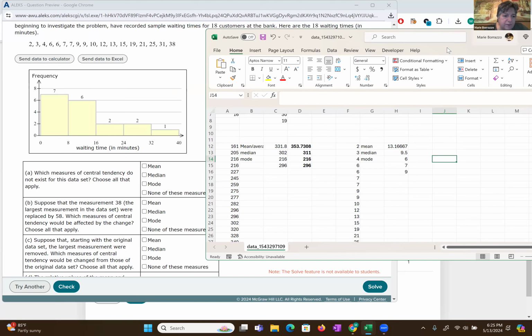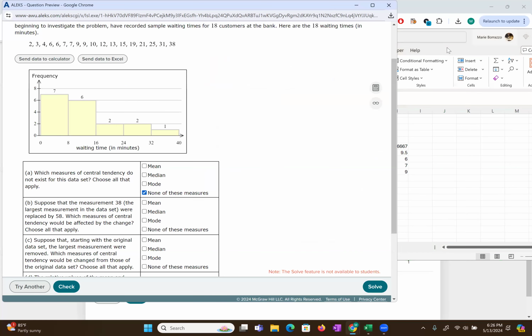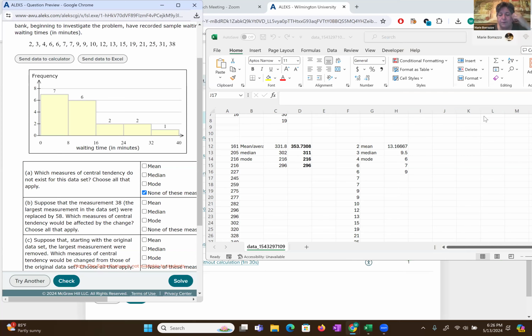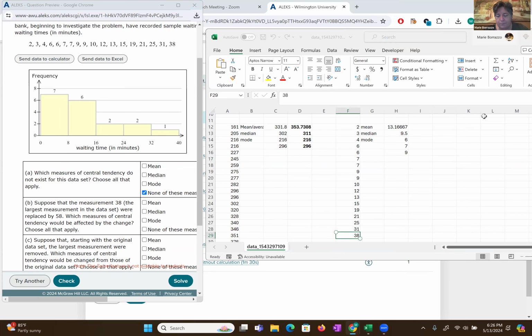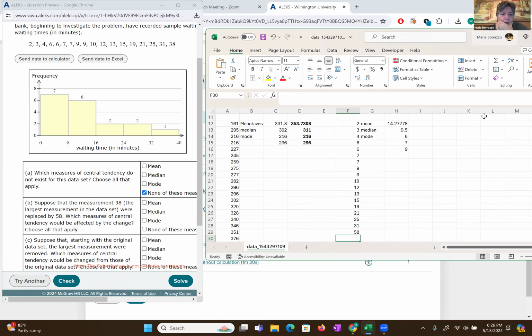All right, let's look at our data. Which measure of central tendency does not exist for the data? None of them. Okay. Suppose the measurement 38, which is the largest measurement, were replaced by 58. What happens to the data? Let's see. Let's take out the 58. I'm going to move this all the way over here. We're going to change this to 58 from 38. And our numbers changed. Who changed? Mean. Yep. And median? No, the median stayed at 9.5. Just the mean.